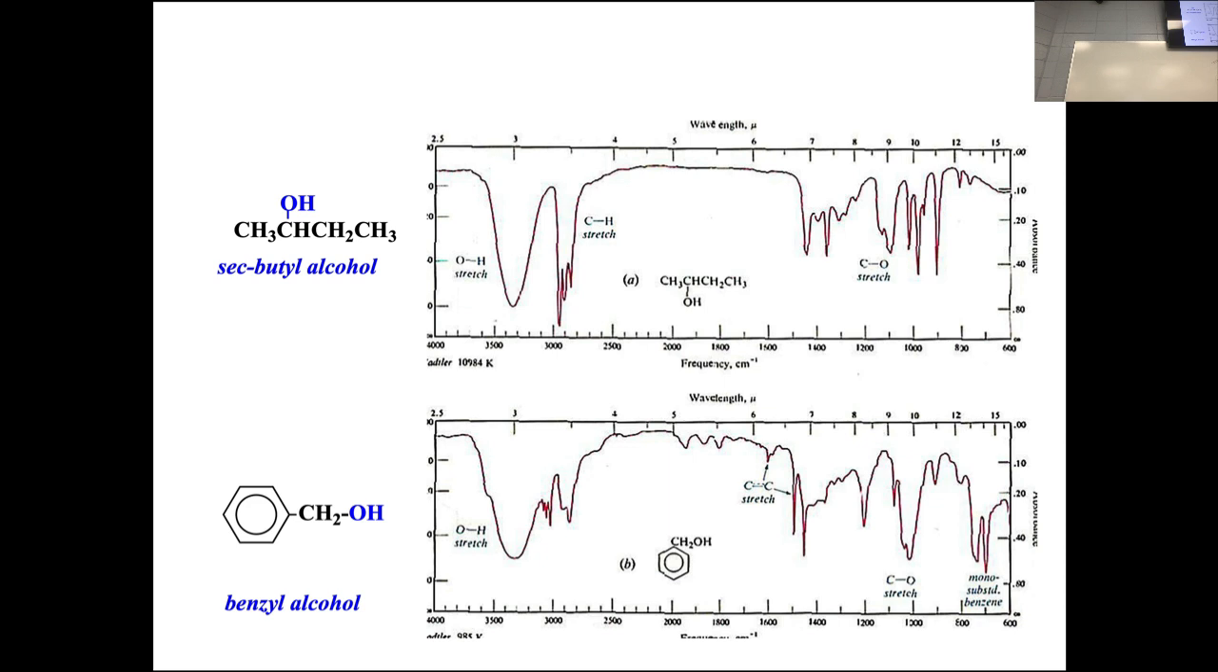It occurs around 3,400, and it's broad. Okay, it's distinctive. I know that's an alcohol just by looking at it. That is a characteristic alcohol absorption. And what you'll notice is that both of them have that.